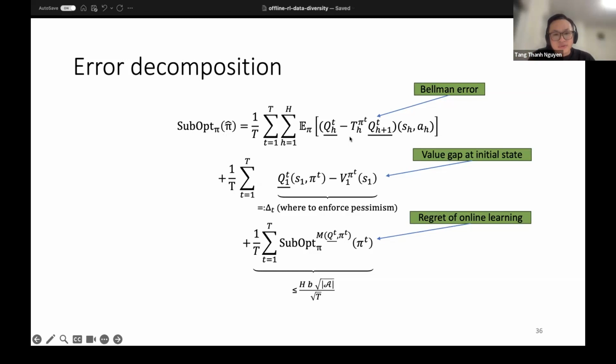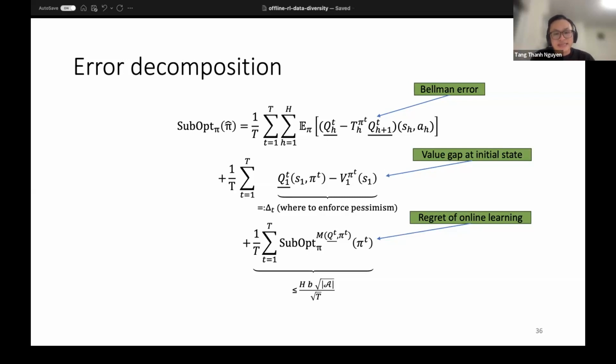The first component is nothing but the Bellman error under the comparative policy pi that we want to compete against. The second component is the value gap at the initial state. Here Q underbar is the value estimate from the algorithm, and V1 pi t is the one we try to compete against, because pi t is getting closer to the comparative policy.